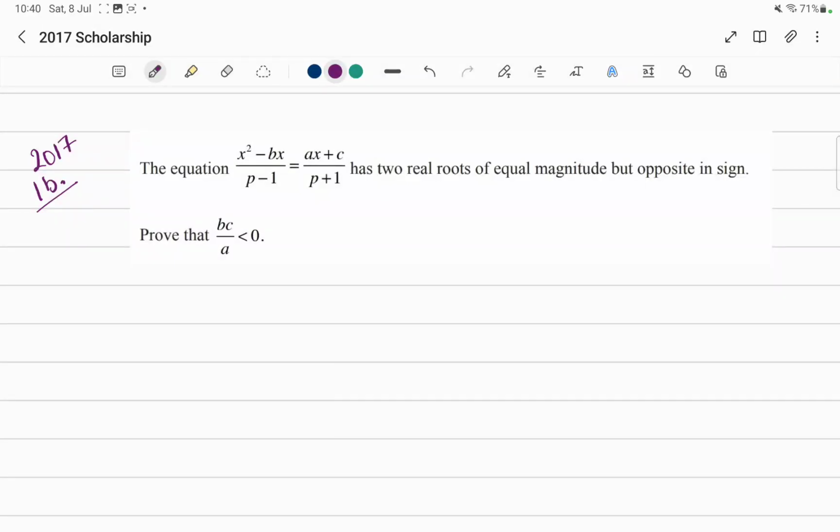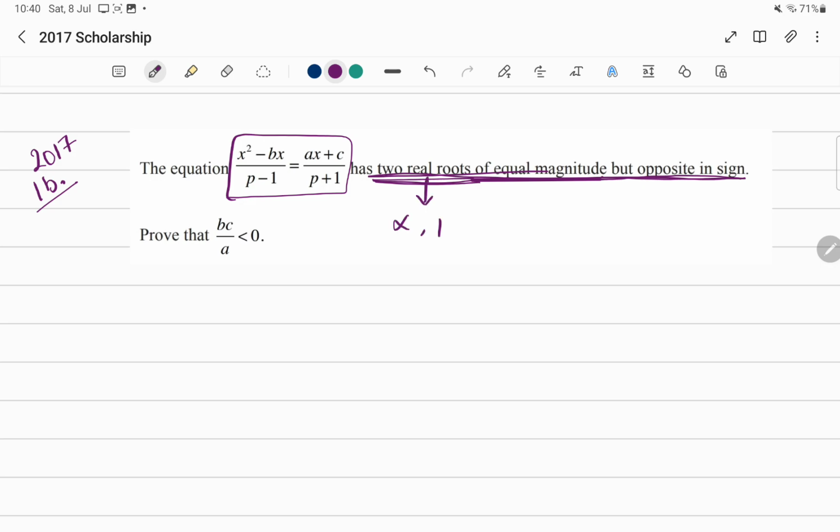Guys, let's do the 2017 1B calculus scholarship exam question. So here it says the equation (x squared minus bx) over (p minus 1) is equal to (ax plus c) over (p plus 1) has two real roots of equal magnitude but opposite in sign. What this line means is there are two real roots, and the real roots are alpha and beta.